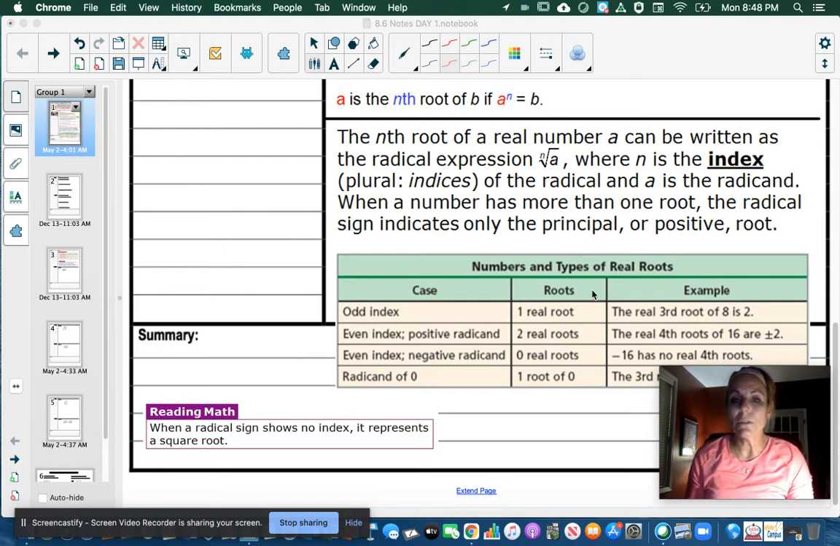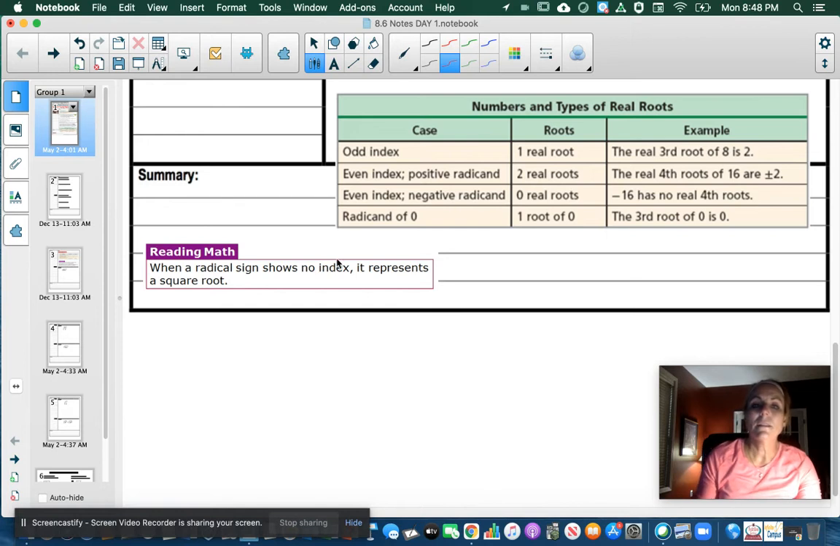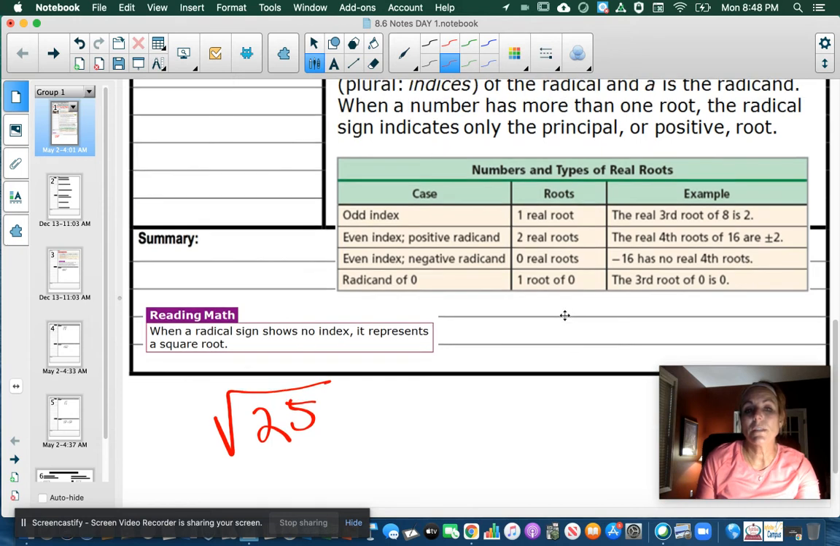So this table down below here and this Reading Math section at the bottom says when a radical sign shows no index, it represents a square root. So that's a square root. You will never see a 2 over here. When there's no index, square root.